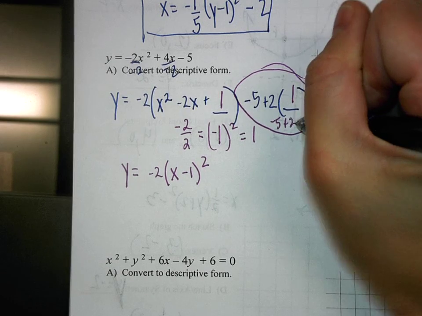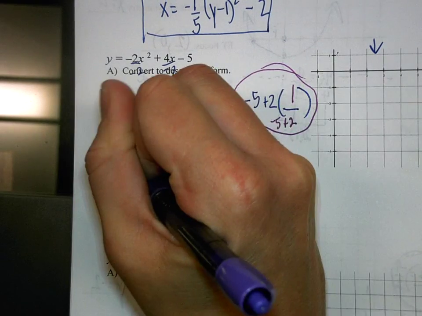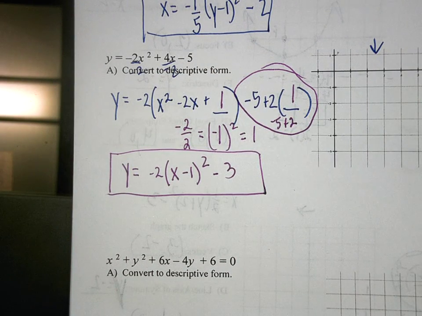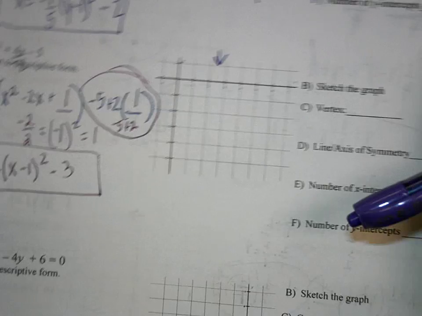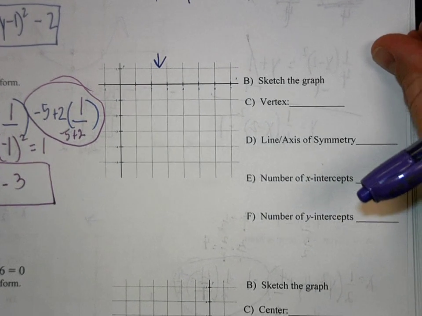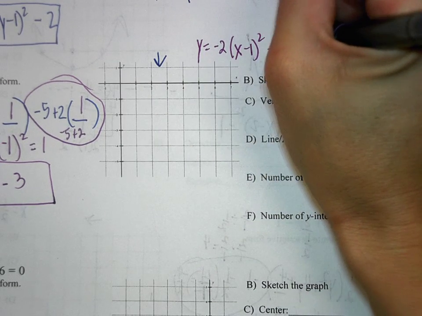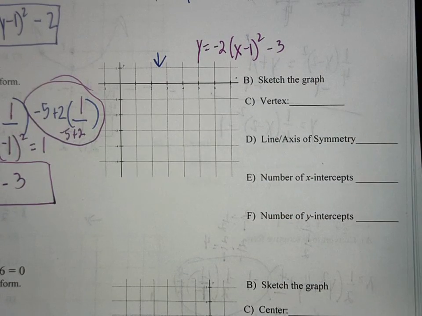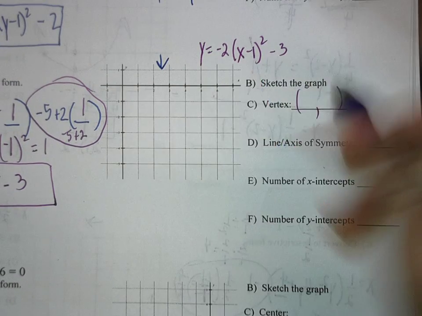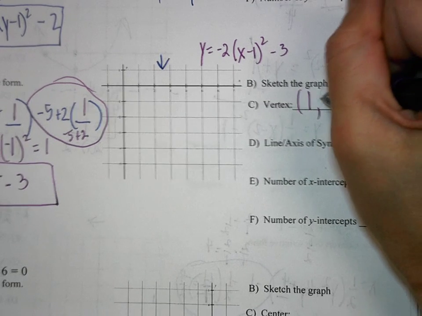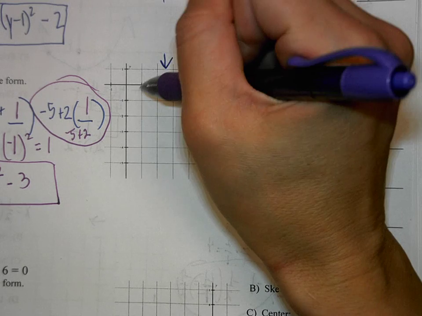And what does that make? -3. Have our equation. Any questions there? Okay, so over here I'm going to rewrite it just so it's on the screen. Y equals -2, x minus 1 squared minus 3. Okay, what's my vertex? Good, so we write this, set equal to 0, x equals 1, that goes in the x spot, which means that goes in the y spot. Okay, write 1, negative 3.